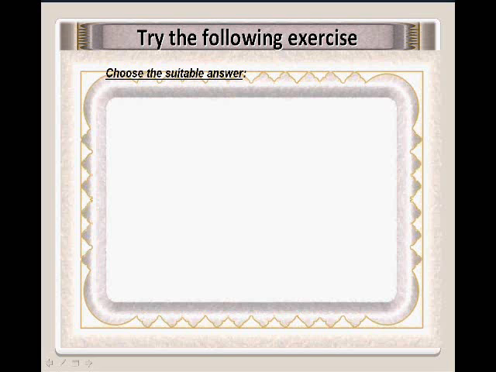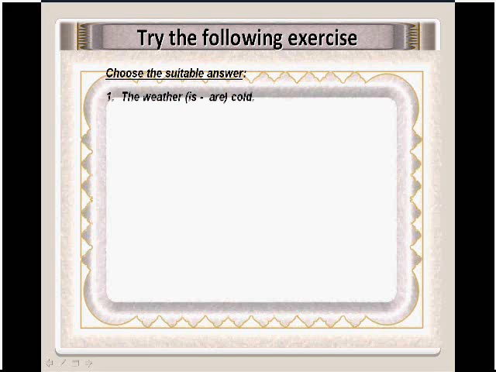So another type of exercise is choose the suitable answer. Number 1, the weather is or are cold. Weather, of course, weather is the subject. So which one do you think? Is or are cold? Yeah, I heard the answer. Excellent. Is. Because of course the weather, singular subject, should take a singular verb, is.